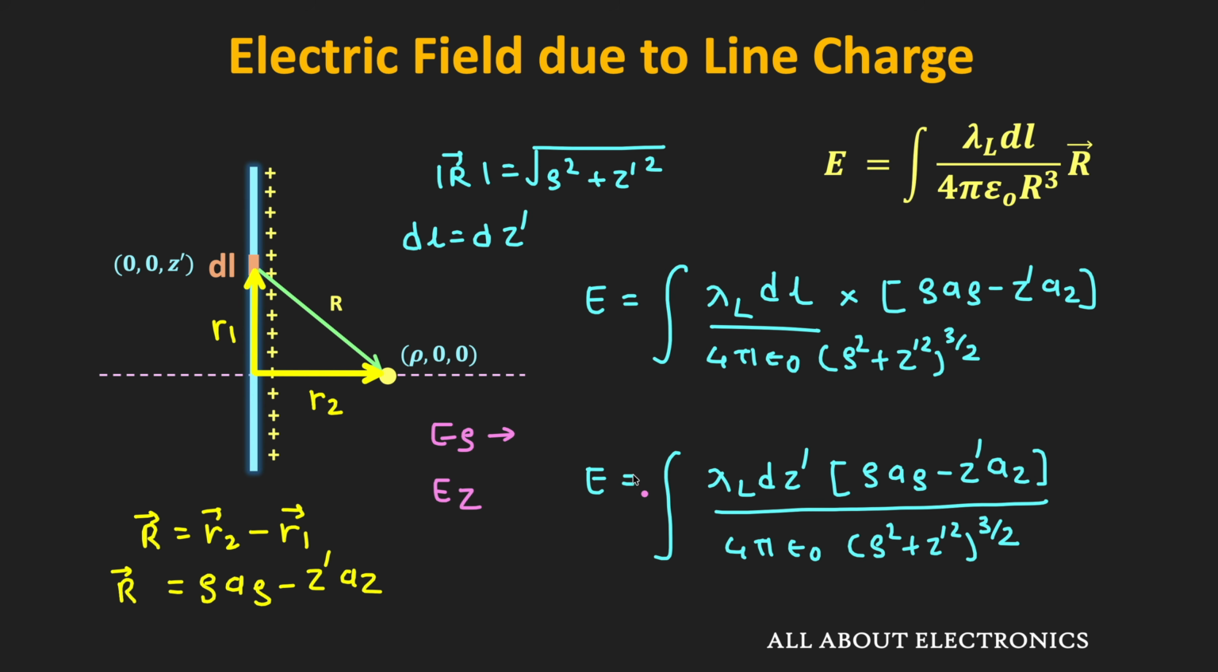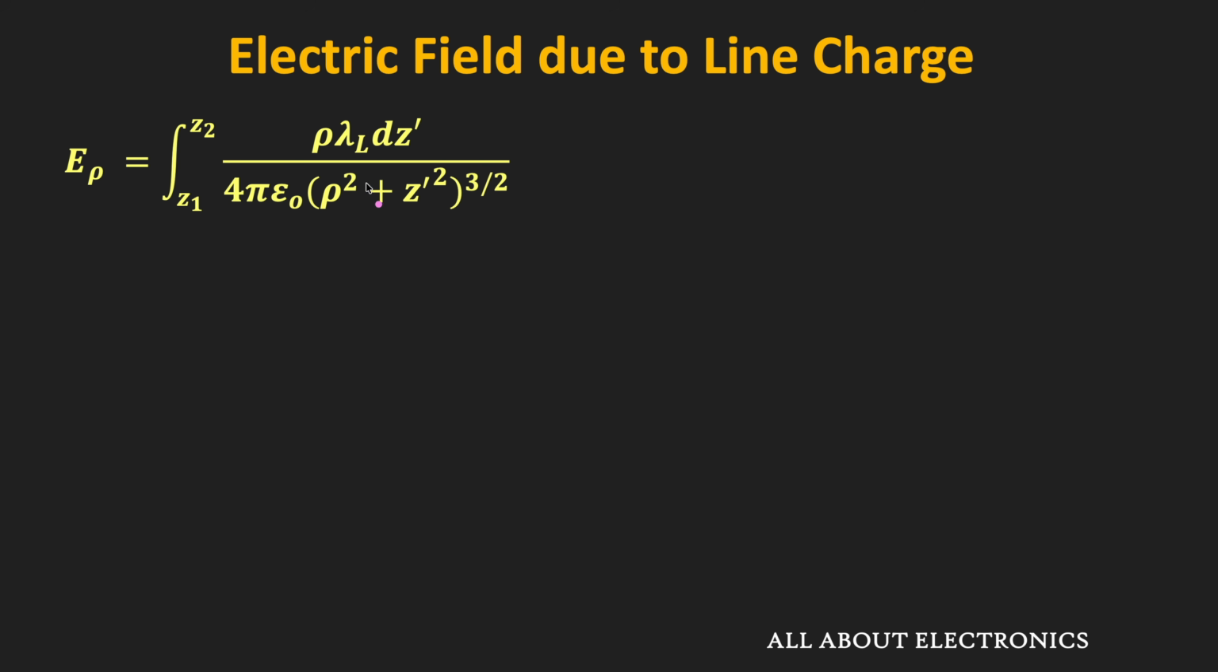So first let us find the component E rho. If we just consider this E rho component, then it can be written as rho times lambda L times dz dash, divided by 4 pi epsilon naught times rho square plus z dash square raised to 3 by 2. And let's say the limits will be from z1 to z2. So let's say one end of the line charge is located at z1 while the other end is located at z2. To solve this integral, let us use trigonometry.